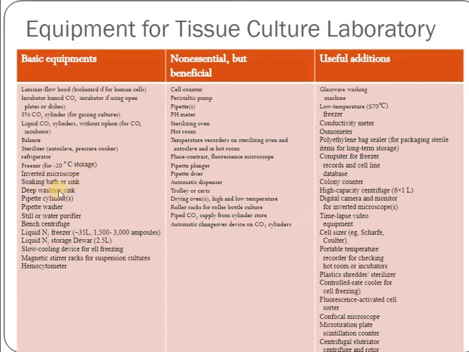bath or sink, a deep washing sink, pipette cylinders, pipette washers, a still or water purifier, a bench centrifuge, a liquid nitrogen freezer, liquid nitrogen storage system, a slow cooling device for all freezing, magnetic stirring racks for suspension cultures, and a hemocytometer.